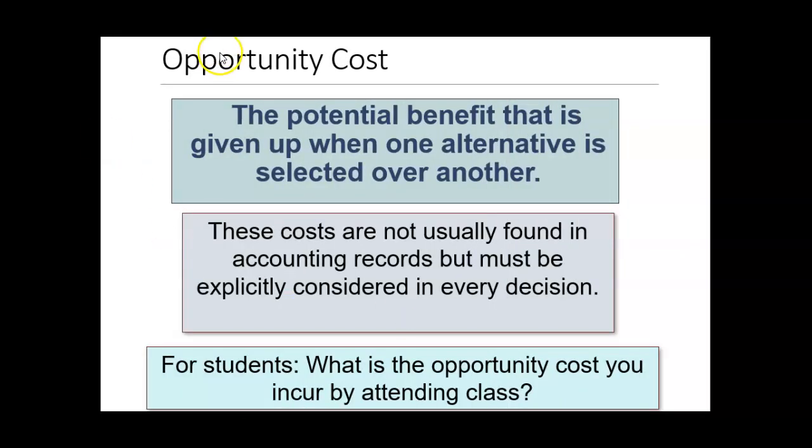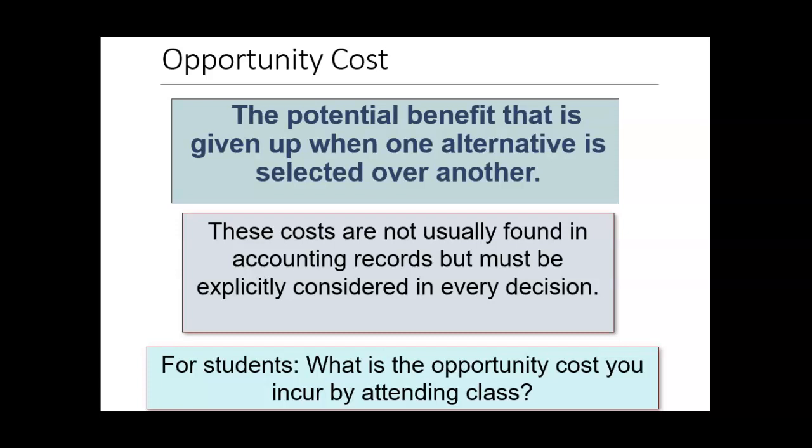And then you have what's known as opportunity costs. The potential benefit that is given up when one alternative is selected over another. So we're saying if I choose option A, what benefit am I going to forfeit for choosing option A over option B? So these costs, what we call opportunity costs, are normally not found in the accounting records, but they must be considered in our decision-making process.